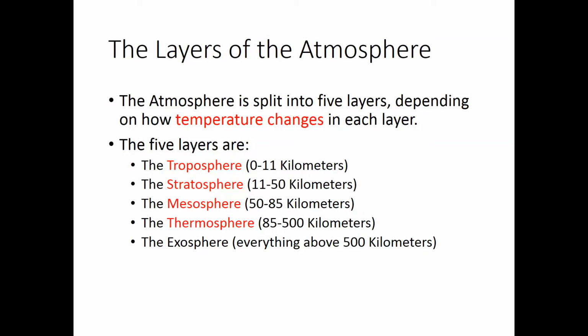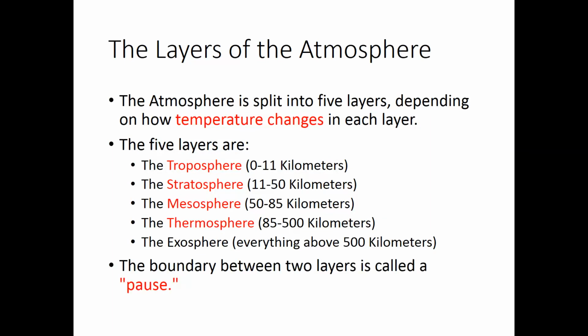However, as you go into the next layer, the stratosphere, temperature actually increases with height. Then in the mesosphere, temperature decreases with height again. In the thermosphere, temperature increases with height again, and so on. So it's almost like a zigzag motion. We'll talk about that later. So we have these layers: the troposphere, the stratosphere, the mesosphere, and the thermosphere.